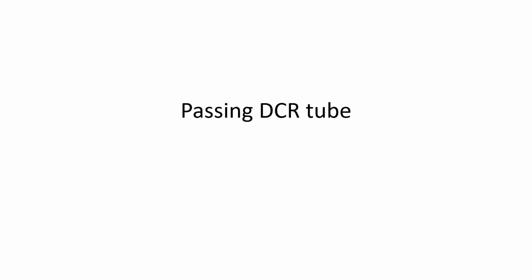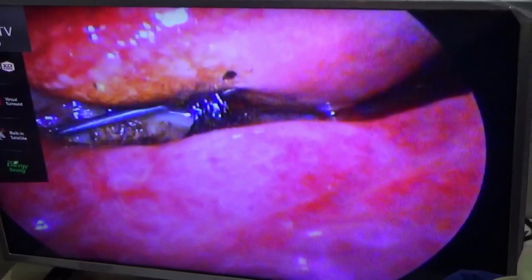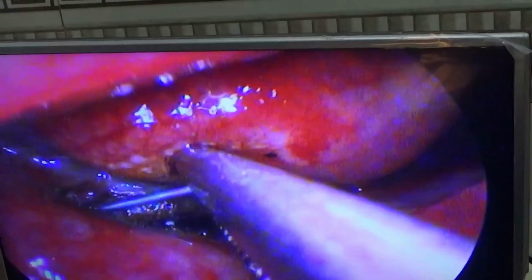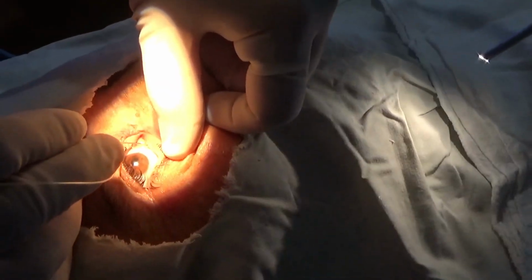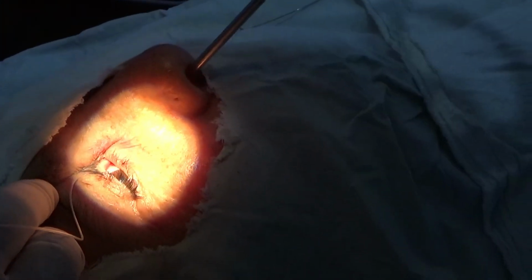Once a sufficient size hole is made, the DCR tube is passed into the passage. For this purpose, first one needle of the DCR tube is passed through the upper canaliculus and lacrimal sac and pushed into the nasal cavity, from where it is held with teleforceps and pulled out. Similarly, other needle of the DCR tube is passed through the lower canaliculus and passed through the nose in a similar manner.